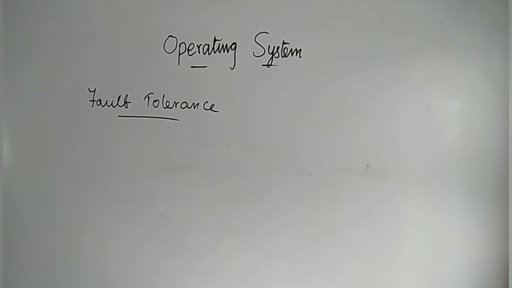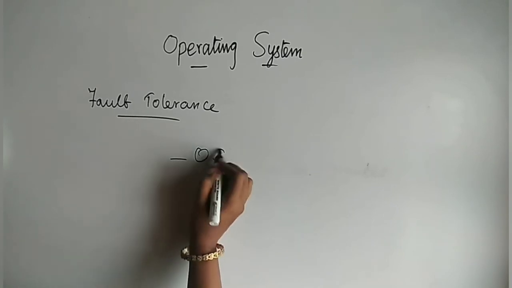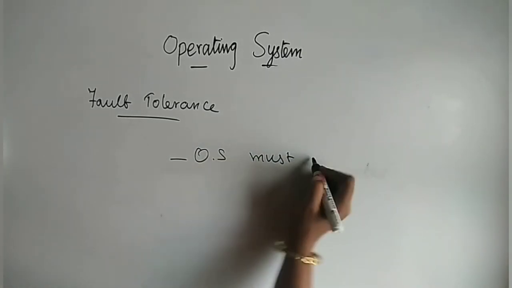That is, the operating system should be robust. Robust means it must be able to withstand. The operating system must be robust.